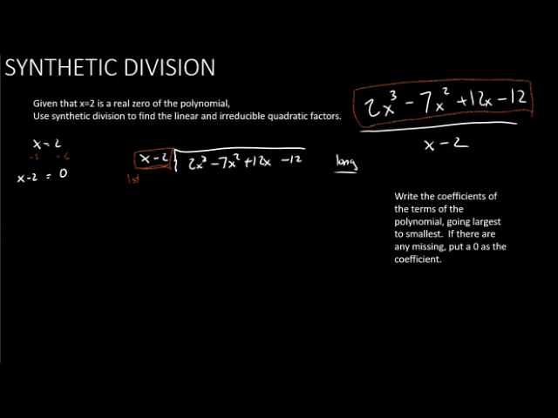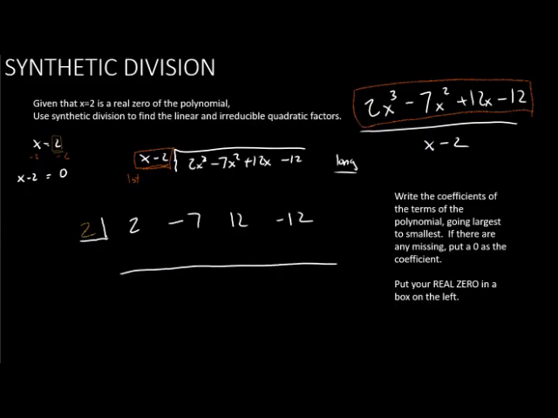In our case, we will write 2, negative 7, positive 12, negative 12, starting from our third power and working our way down to our constant. Once we've written those coefficients, we're going to put a little box to the left, and in that box we will input our 0. We will not be entering x - 2, we will only be entering the 2. Let's place a 2 in that position.